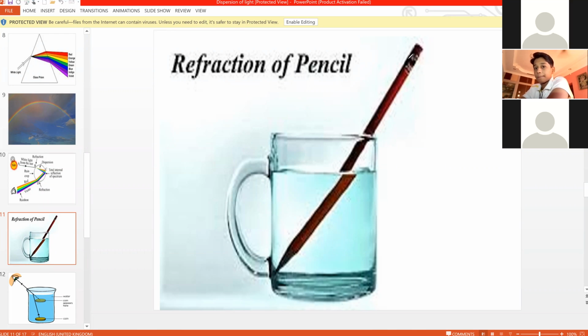So various effects due to refraction of light are observed in our daily life. For example, this is one example, and another example is also there.